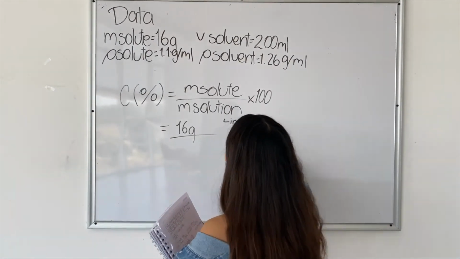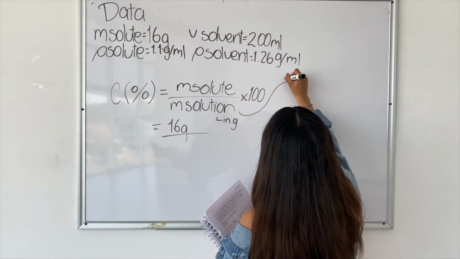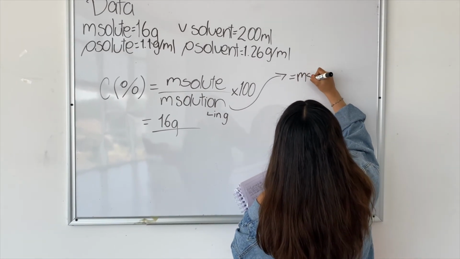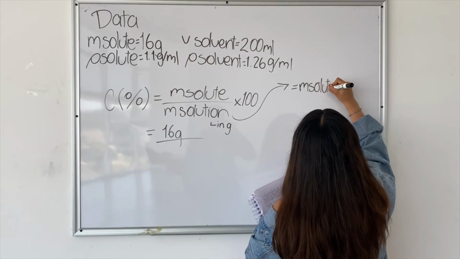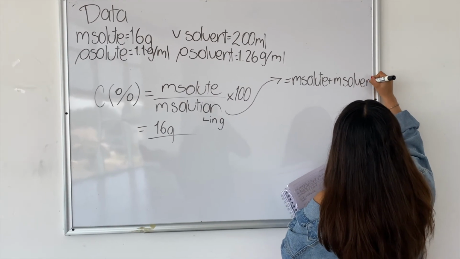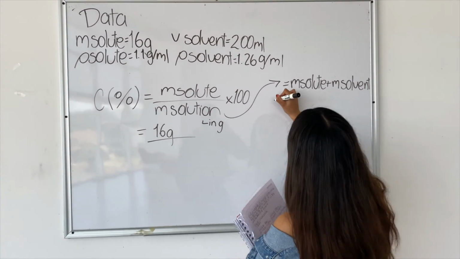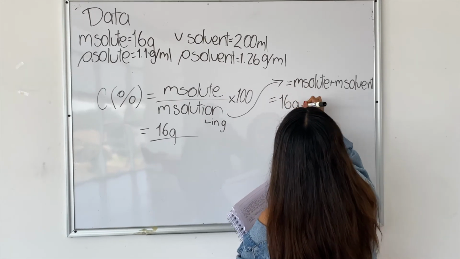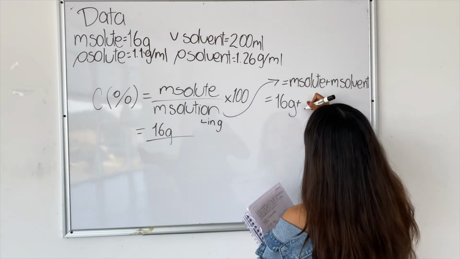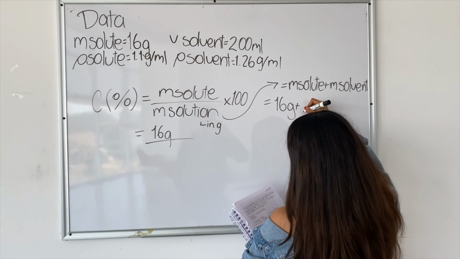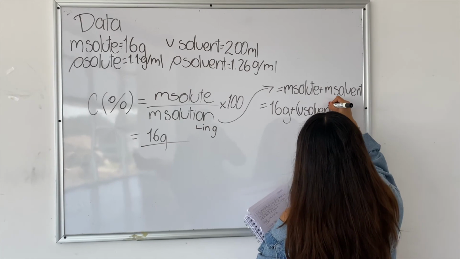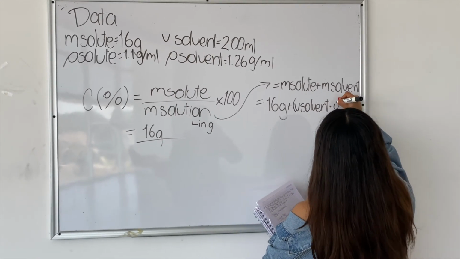However, we don't know what the mass of solution is, but we're gonna find out with the following formula. So mass solution would be mass solute plus mass solvent. As previously stated, mass solute is equal to 16 grams, but we don't know what mass solvent is. So we're gonna find out with the following formula, which is volume solvent times density solvent.